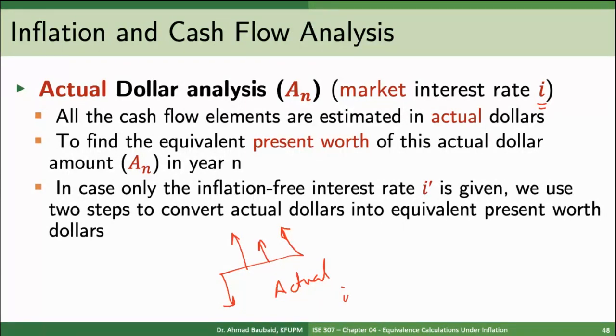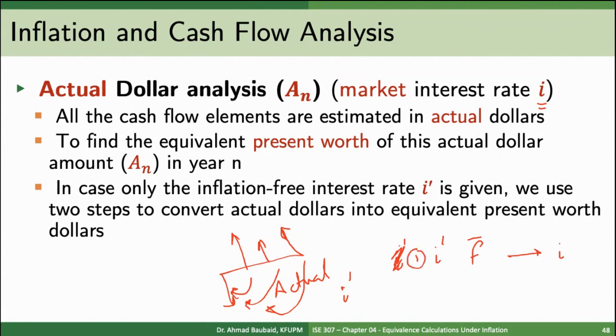In some cases, however, you will only be given I prime. Remember, I prime goes with constant dollars, right? So here I need to do something different. I can't just move these back in time using I prime. I would have to do it in two steps. There are two ways you can do it. One way is, if you have I prime and if you have F bar, I can compute I. I told you all of these three things are related. And then I can do the same thing I've been doing before, right?